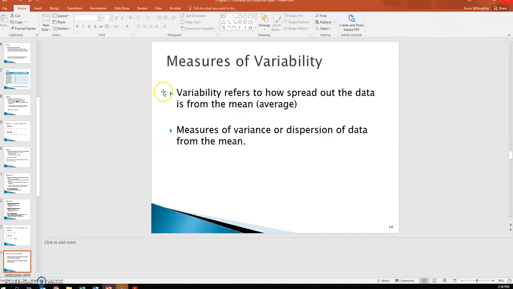Hello students. We will continue with Chapter 2. We have switched over from measures of centrality to measures of variability.